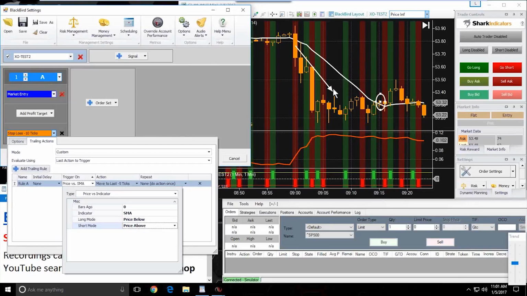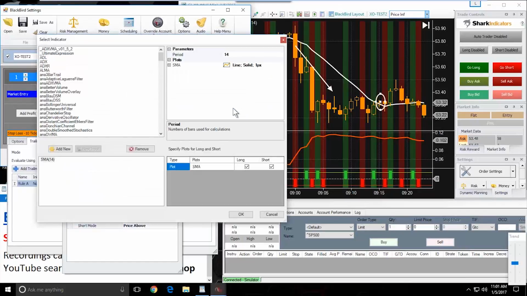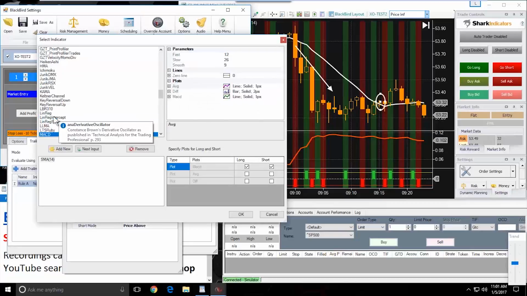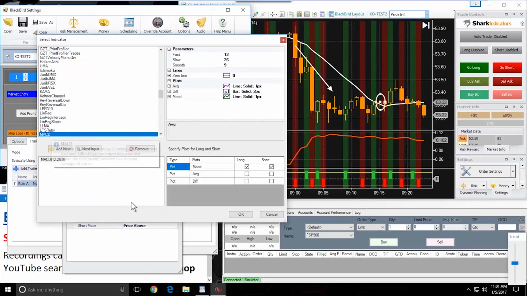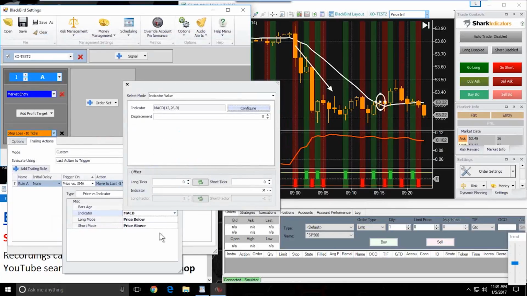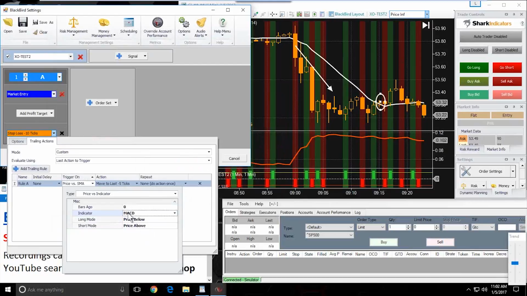I guess, yeah, there's lots of other indicators that work on price as well, but for the price versus indicator, you need to make sure that the indicator runs on the price panel. So for example, if I tried to use the MACD, I could plug the MACD in here, but the value of the MACD doesn't correlate to price. So therefore, it wouldn't work out.